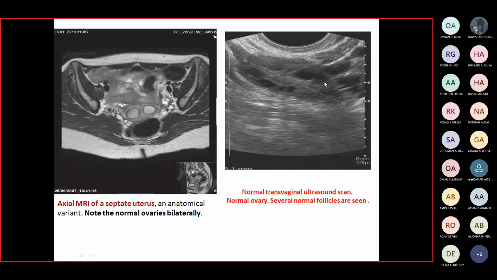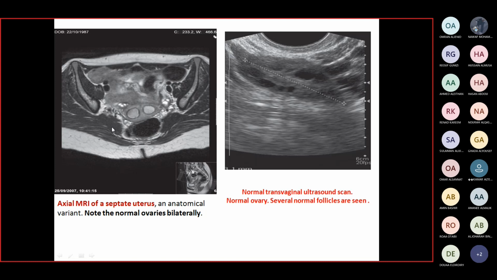This is a transvaginal ultrasound. You can see this is the ovary, and the ovary contains multiple cysts, which are anechoic and rounded. Those are follicles. This is all the ovary. On the periphery, normally there are many cystic areas, which we call follicles. This is a normal ovary by ultrasound, with follicles in the early stage.